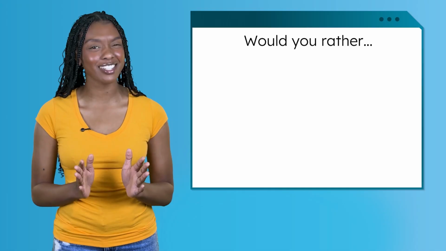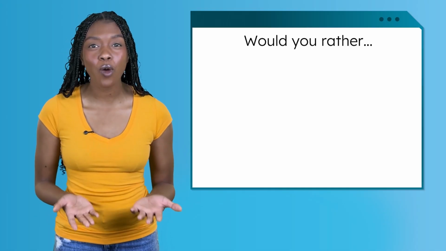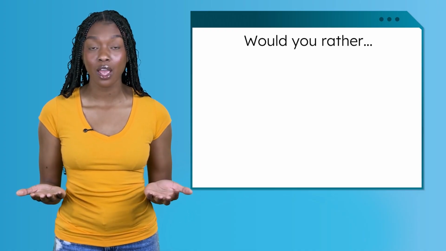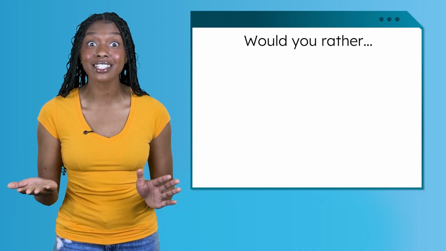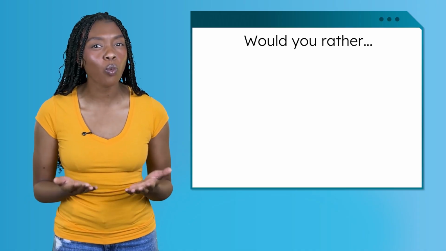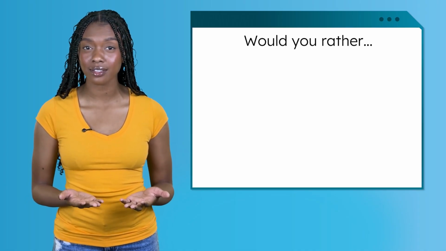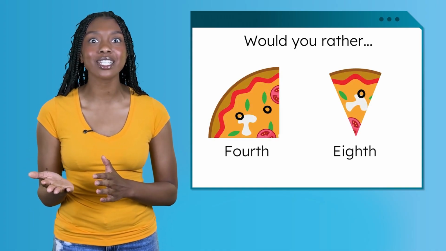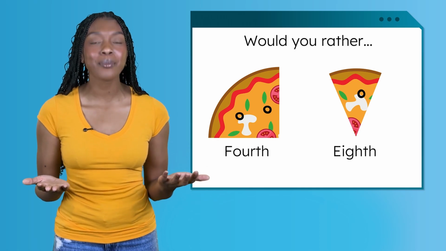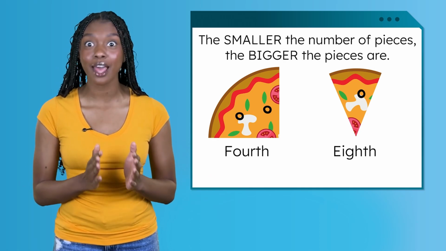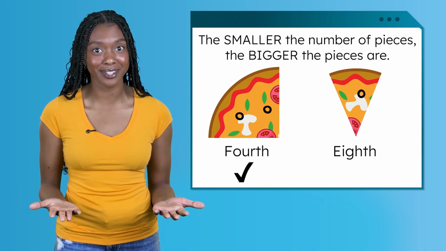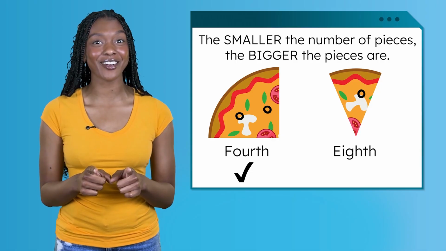Finally, let's take this back to the math quest. In our quest today, we're comparing a pizza cut into fourths and a pizza cut into eighths. Without even looking at the pizzas and the size of their slices, can you figure out which one will have larger slices? You got it. 1/4 of a pizza is going to be larger than 1/8 of the pizza because the smaller the number of pieces, the bigger the pieces are. Nice work. I'm so glad we took the time to investigate this. Write our final answer on your math quest while I input our answer.